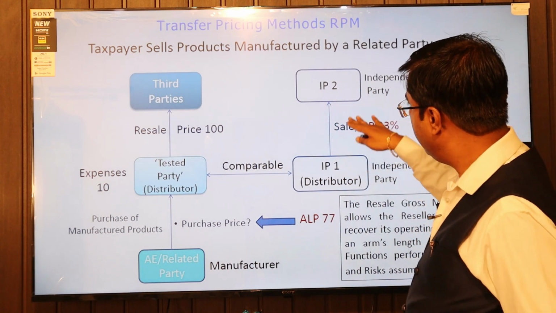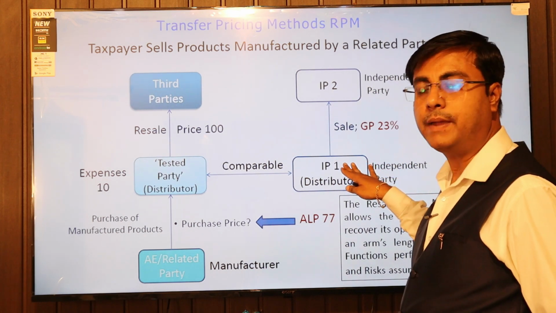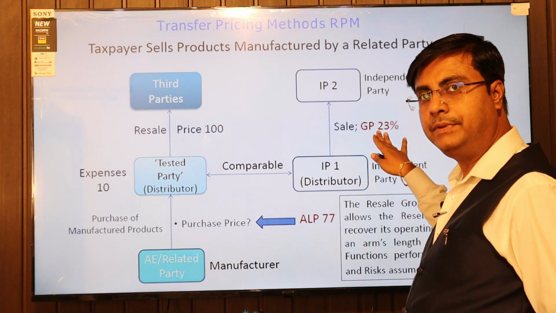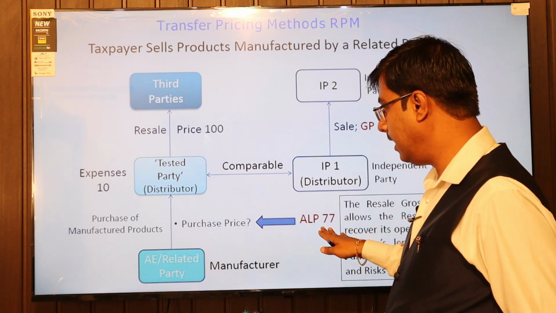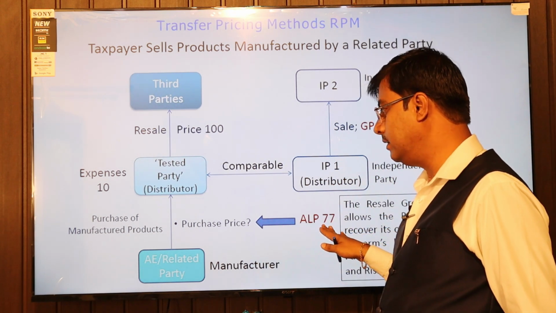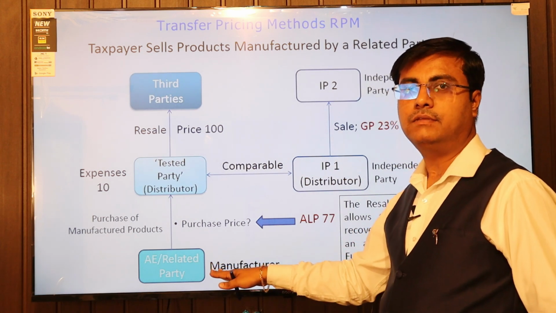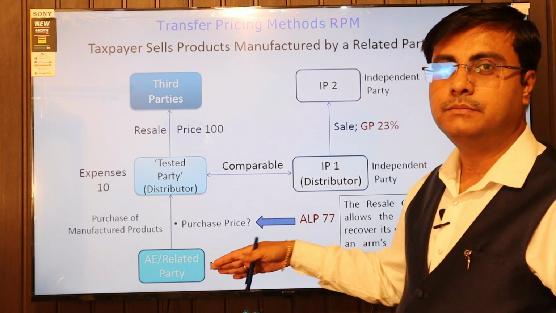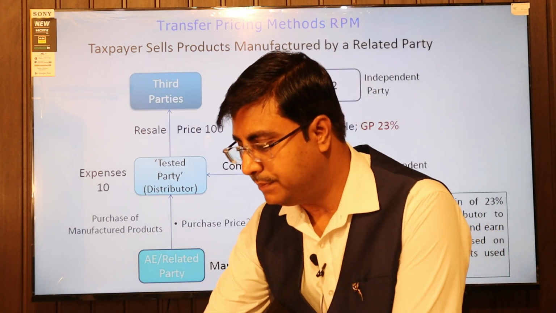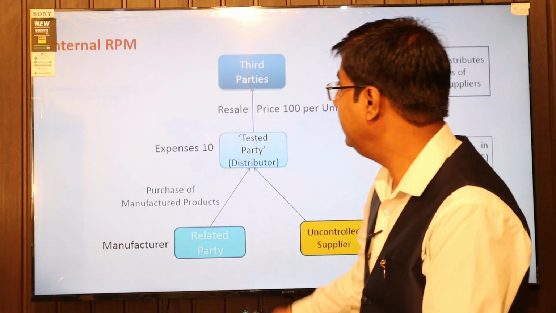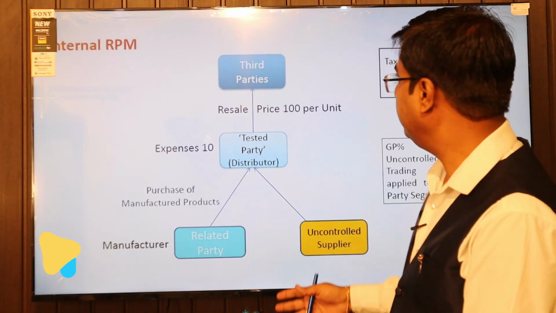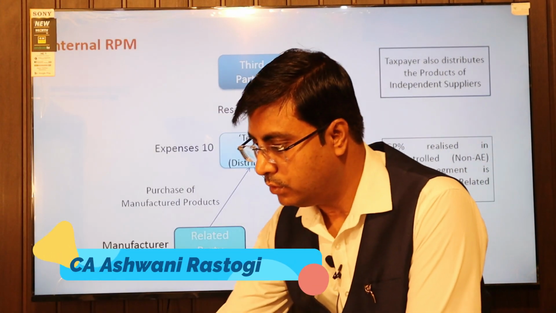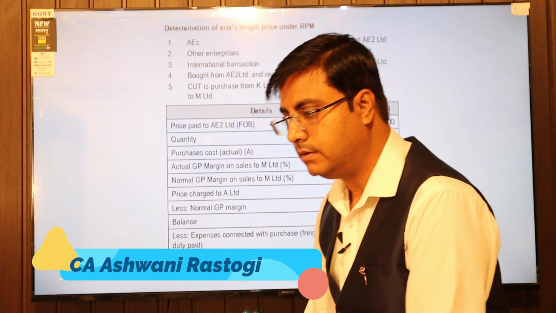So what is our GP margin in this respect? So 23% is GP. We have to see what is the arm's length purchase price. 100 minus 23 is 77. We have to apply this 77 in respect of purchase transaction with our AE. So this is a simple example I have taken. Internal CUP can be with the uncontrolled transaction. We have to see internal CUP also, external CUP, external RPM also.